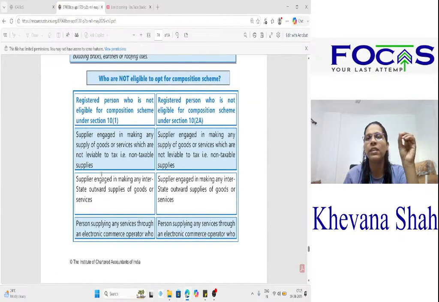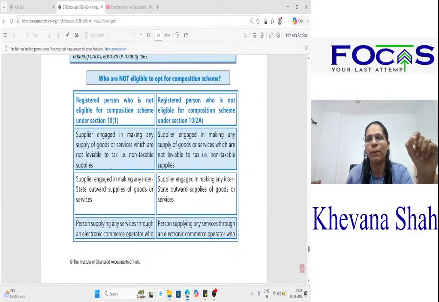Now, in case you are not eligible for section 10(1), then you can check if you are eligible to opt for composition under section 2A. So a registered person who is not eligible for composition scheme under section 2A. The way we saw that certain people are not allowed to opt for composition scheme under section 10(1), similarly, we have certain registered persons who are not eligible to opt for composition scheme under section 10(2)A.